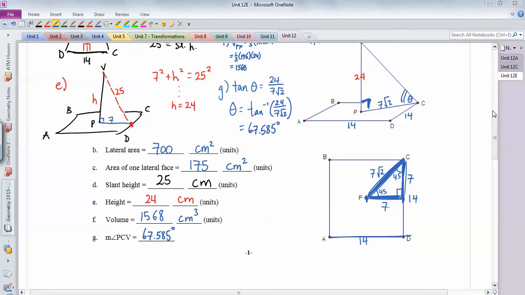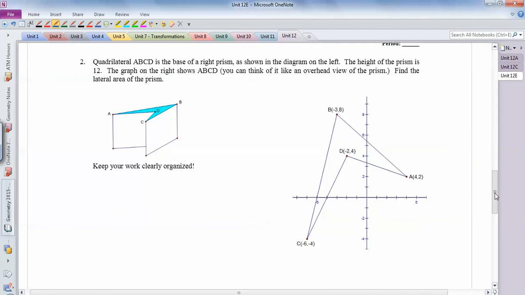All right, let's take a look at number 2. Okay, so this quadrilateral is the base of a right prism, meaning that these guys form right angles with the ground, right? So it's straight up and down. And then if you look over here, here's the actual base. You could think of it as like an overhead view kind of thing. I guess this isn't quite right. This would probably be C here and A here. I think I mislabeled it. But it doesn't really matter for the problem.